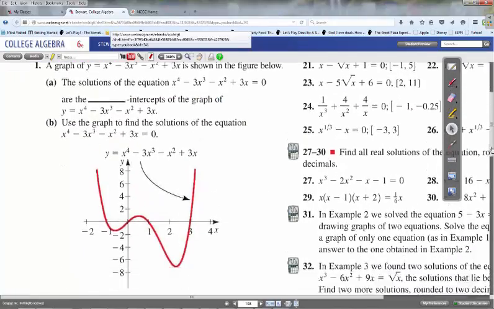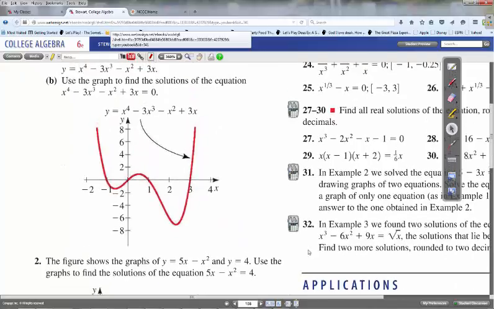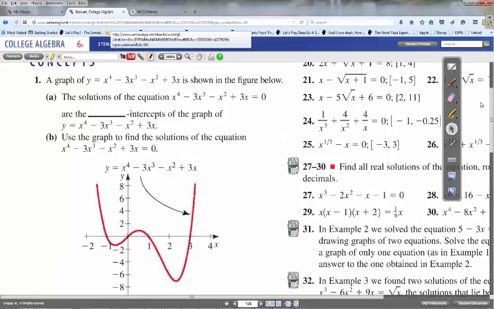This first problem is actually 1B from the textbook. And you can see here we have this equation, x to the fourth minus 3x cubed minus x squared plus 3x equals 0. And we're trying to find the solutions of the equation. Now, 1.4 is called solving equations graphically.